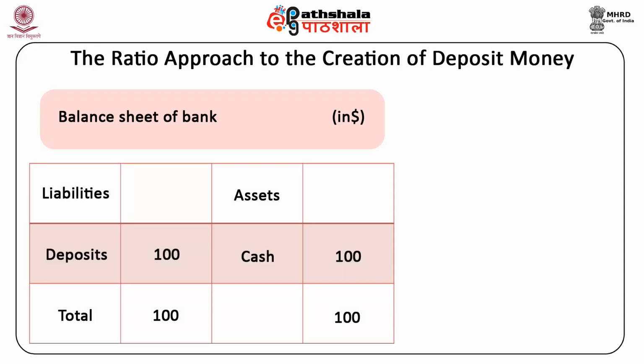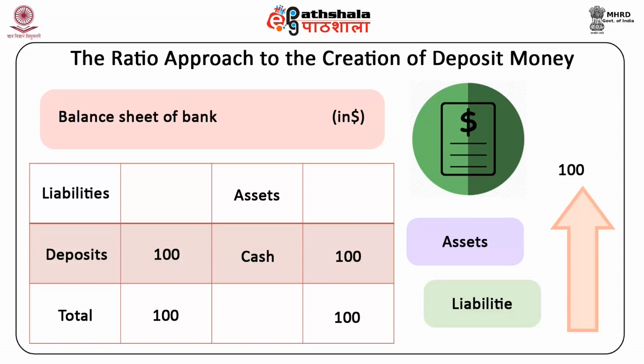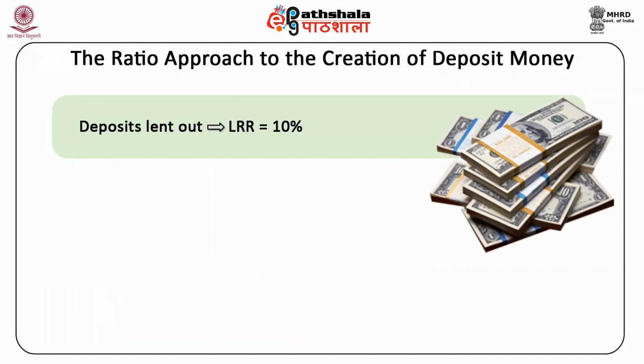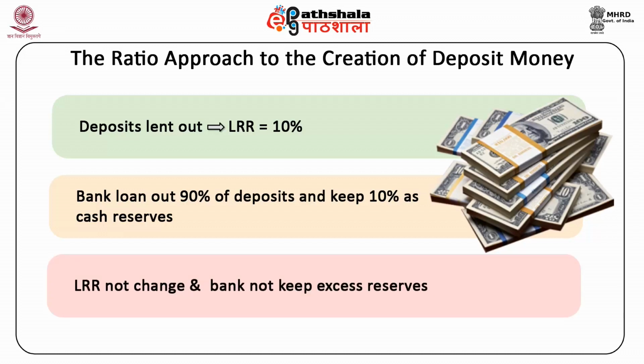Suppose that a person deposits $100 in this bank. It means that the assets as well as liabilities of the bank rose by $100. Deposits can be lent out, assuming LRR to be 10%. This bank can loan out only 90% of the deposits received, and it has to keep 10% as cash reserves. It is also assumed that LRR does not change and the bank does not keep excess reserves.